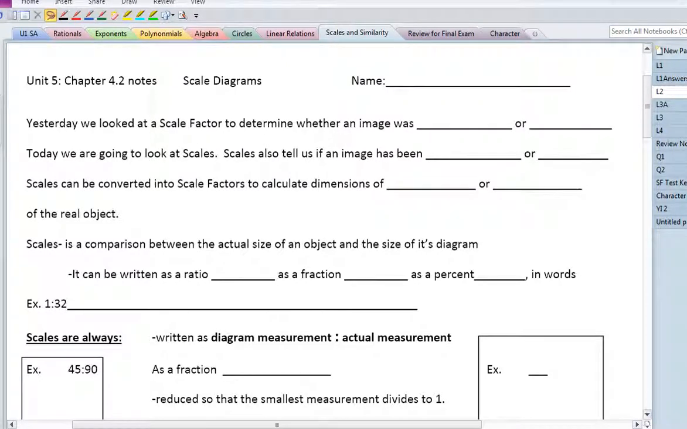Okay, so yesterday we looked at scale factors to determine whether an image was enlarged or reduced. So now we're going to look at its cousins, scales. Scales also tell us if an image has been enlarged or reduced. I'm going to be kind of vague with the relationship, other than just saying cousins, between scale factors and scales, as you develop it yourself. At the end of the class, we're going to solidify that and make sure we're well aware of what that relationship is.